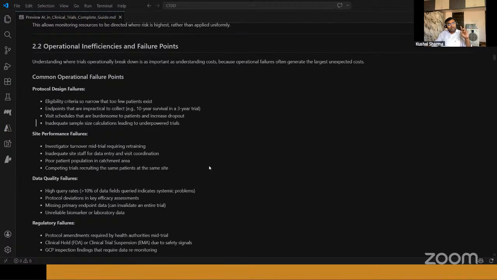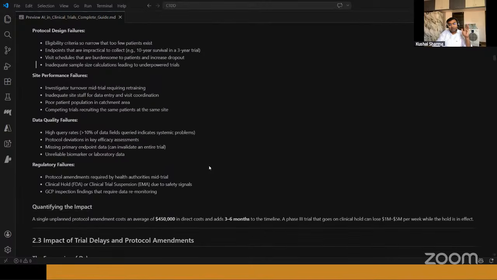Now, data quality failures. High query rates: more than 10% of the data fields queried indicates systematic problems. Protocol deviations in key efficacy assessments.